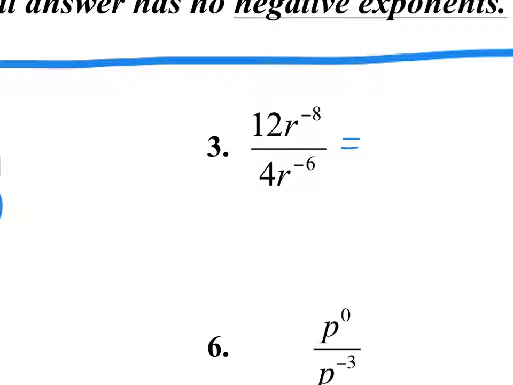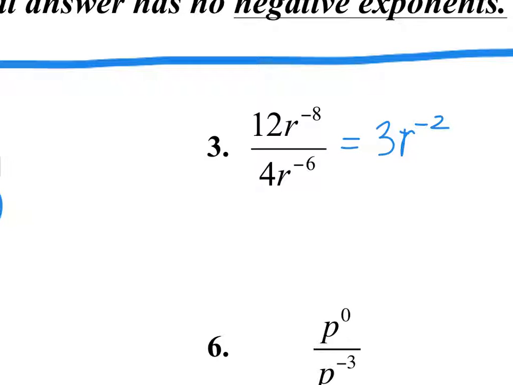All right, 12 over 4. Do the number part first. What's 12 divided by 4? 3. Perfect. Don't subtract those. People will get their numbers mixed up with the exponent rules. Okay, 12 divided by 4 is not 12 minus 4. It's 12 divided by 4. Now let's go ahead and subtract our exponents. What's -8 minus -6? -2.